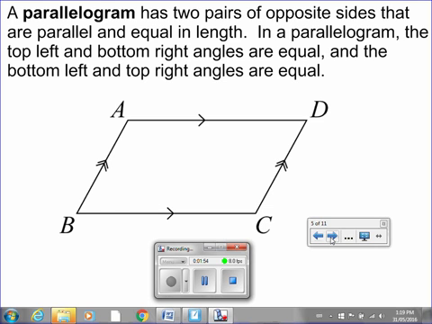A parallelogram has two pairs of opposite sides that are parallel and equal in length. In a parallelogram, the top left and bottom right angles are equal, and the bottom left and top right angles are equal. In other words, angle A is equal to angle C, and angle B is equal to angle D.